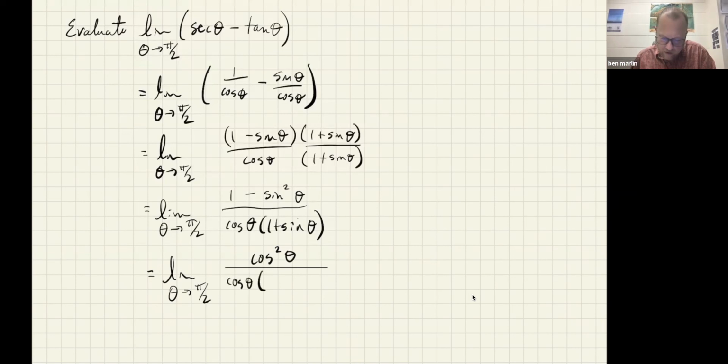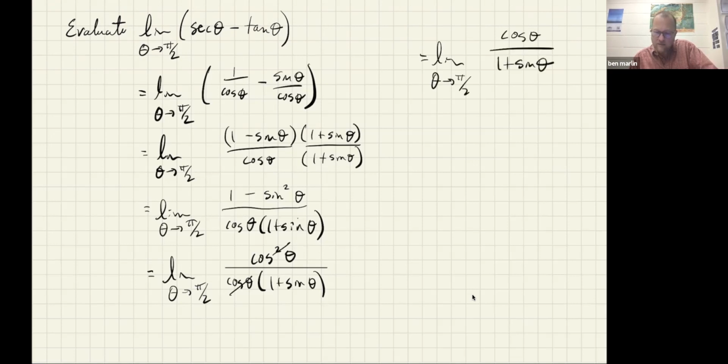And remember what I said before about don't distribute out. So once we get to here, we can cancel one of those cosine thetas. And now our limit is going to be cosine theta divided by 1 plus sine theta. And now we're going to try just plugging in. The cosine of pi over 2 is just 0, and the sine of pi over 2 is just 1. So you have 0 over 2. So that's going to turn out to be 0.